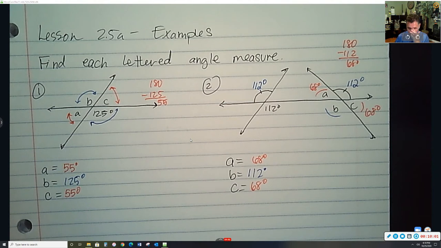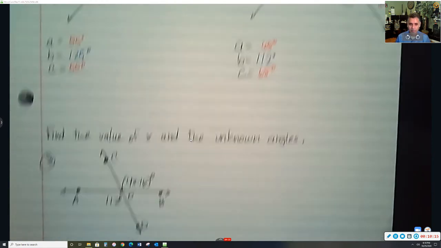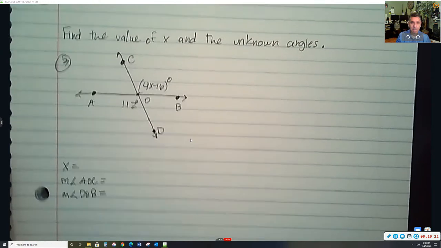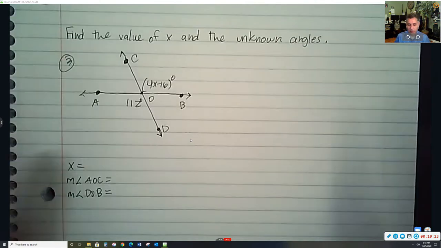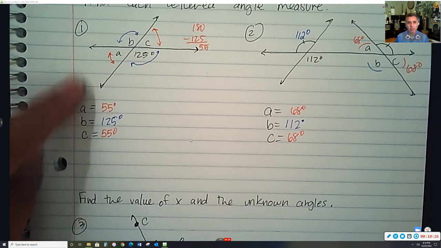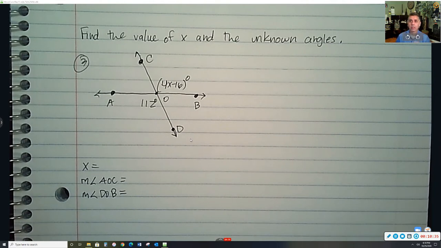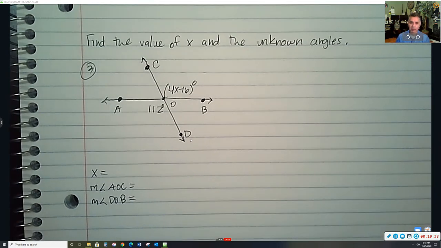Okay. So again, if you need to pause this to copy this down, do that. If you need to rewind it to make sense of it, do that. Or to hear it again, go ahead and rewind it. I have one last example, and then we'll be finished. So 3, even though you may not think of it, does look like 1, and it does look like 2. Only this one has more algebra involved to solve it.